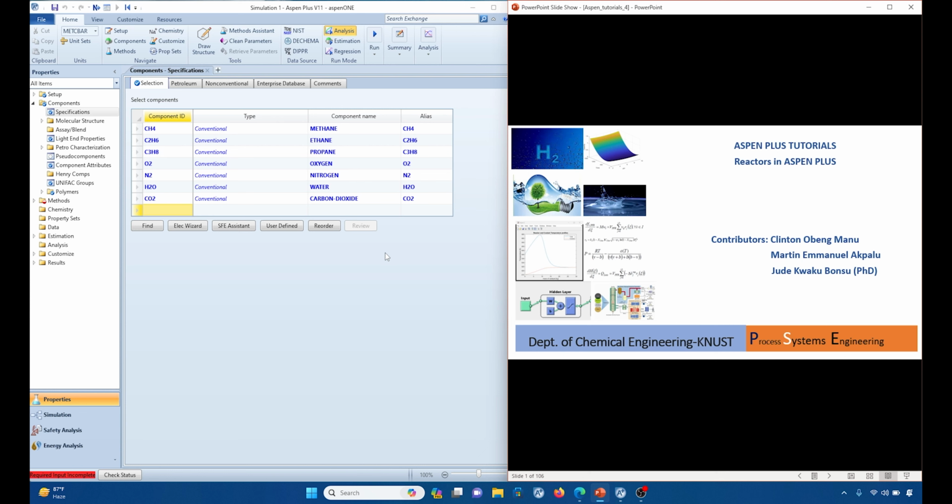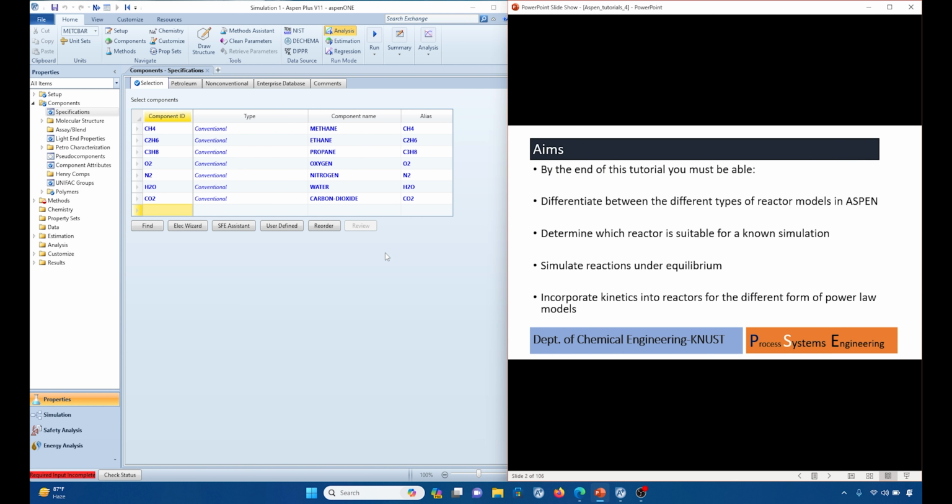Welcome to this lesson on Reactors in Aspen Plus. We will be modeling the various kinds of reactors in Aspen Plus. We'll differentiate between the types. We'll also determine the types suitable for a specific problem and simulate the reactions under both kinetic and equilibrium conditions. We will see how the different forms of reactions and rate laws are specified in Aspen Plus as well.